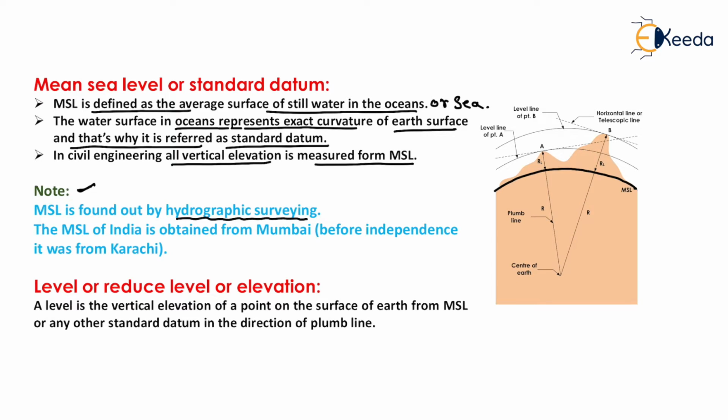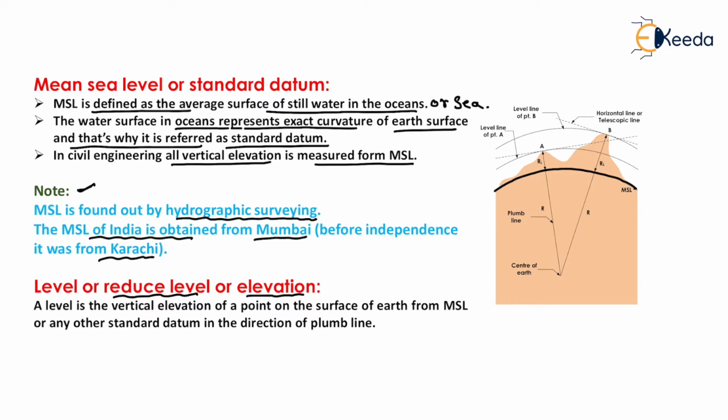We all know that in hydrographic surveying we determine the depth of the water, the capacity of a reservoir, as well as the mean sea level, which we saw in our first or second lecture. Now the mean sea level of India is obtained from Mumbai, but before independence it was from Karachi. Now it is not possible to take the reference from Karachi, so we shifted our mean sea level to Mumbai. Now the next one is level or reduced level or elevation.